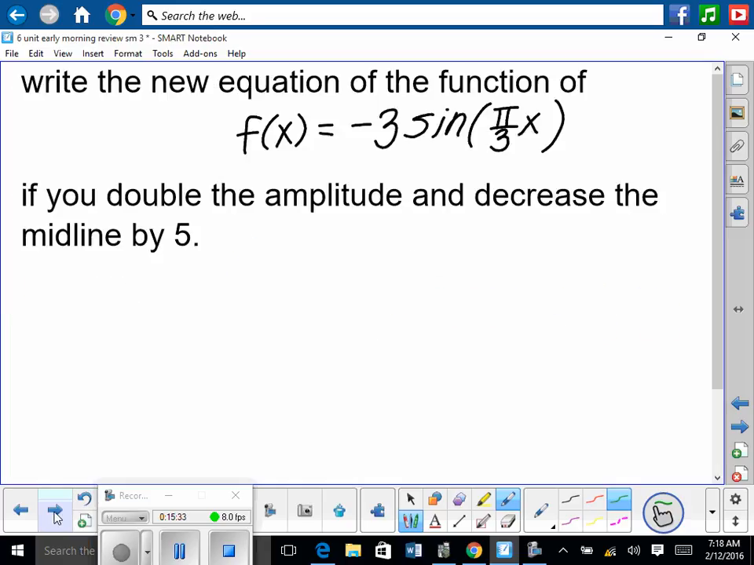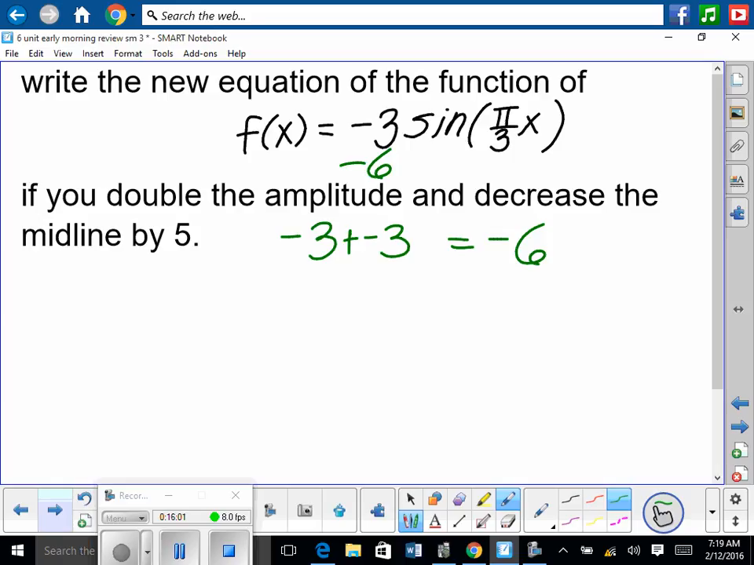Okay, next thing you'll see on the test is it says write a new equation of the function f of x is equal to negative 3 sine of pi thirds x if you double the amplitude and decrease the midline by 5. So let's work our way through this. We're doubling the amplitude. So that's negative 3 plus negative 3. That's double, right? Or times 2. So that would be negative 6, right? So that's double the amplitude. So we know we're going to have a negative 6 right there.